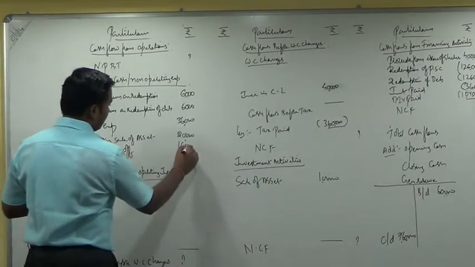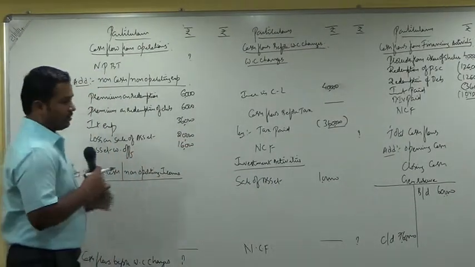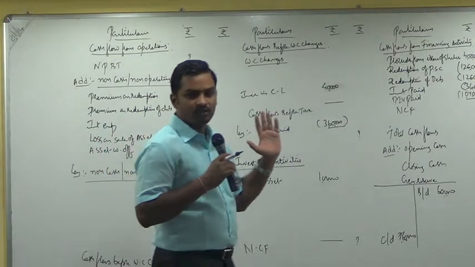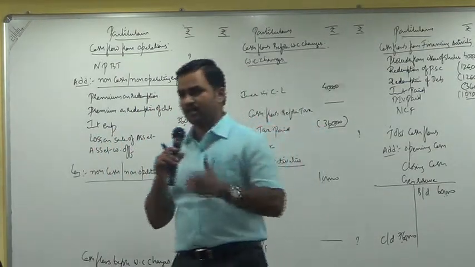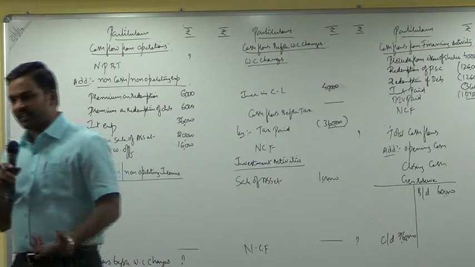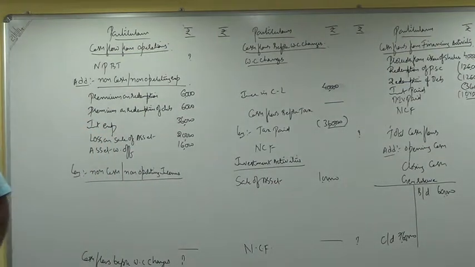Add back. Why add back? That loss should have been debited to the P&L account. Is it an operating loss? No. Hence add it back. Is it a cash flow? It's not a cash flow.